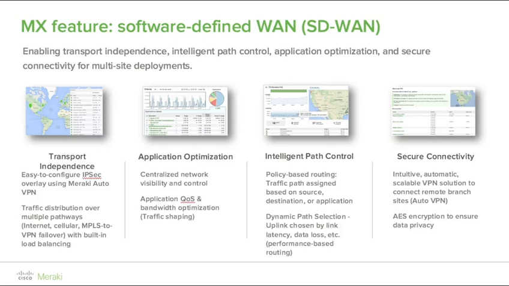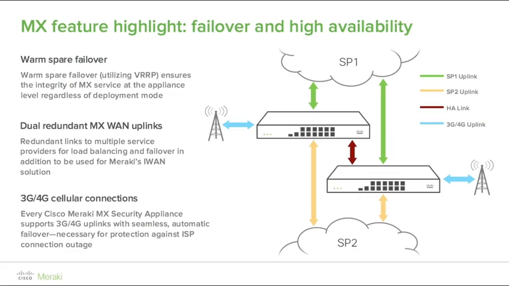From a security perspective, the overlay VPN isn't just providing a virtualized transport, but it's also a secure encrypted tunnel. This can give you the comfort that your private corporate data can traverse the public internet without any fear of compromise. MX feature highlight: failover and high availability.